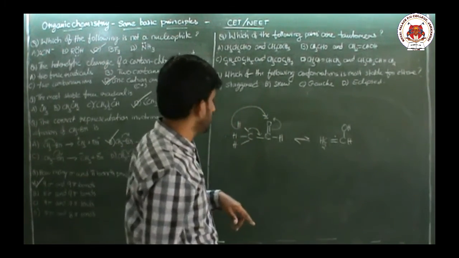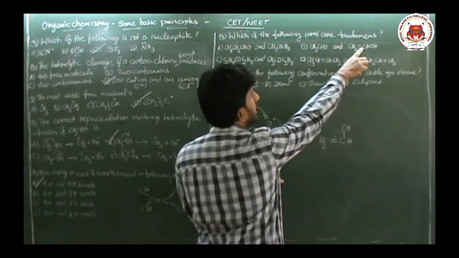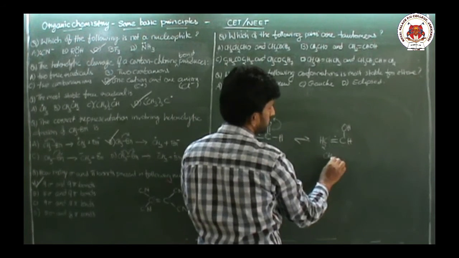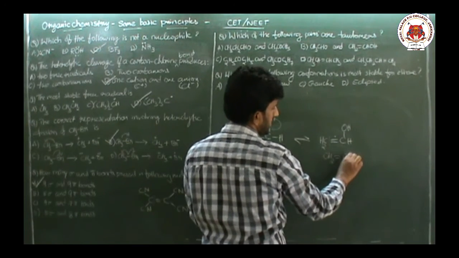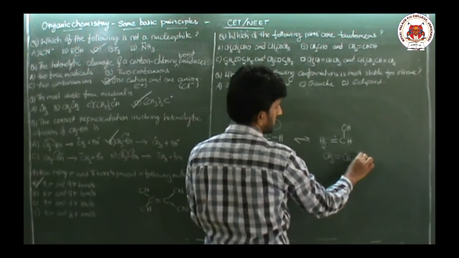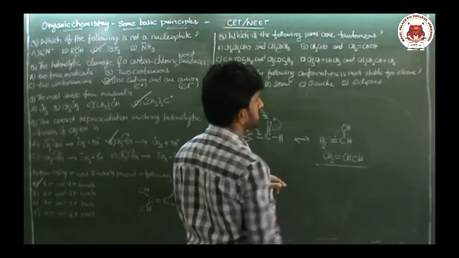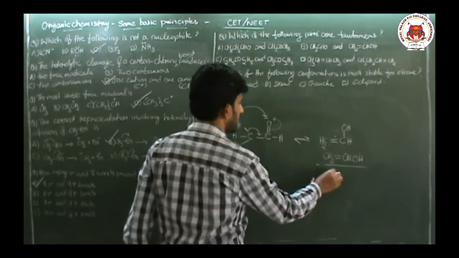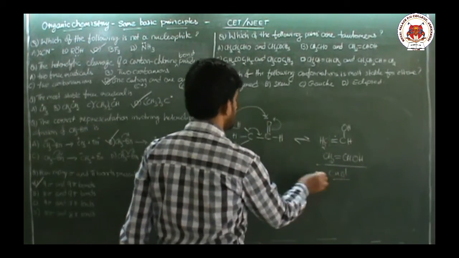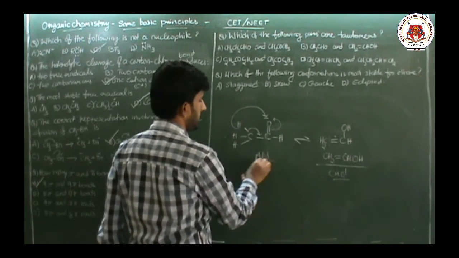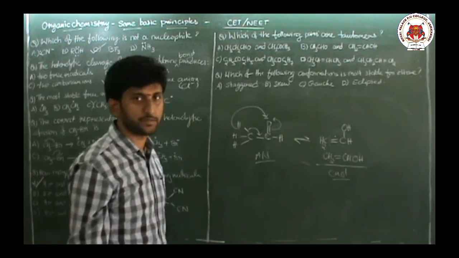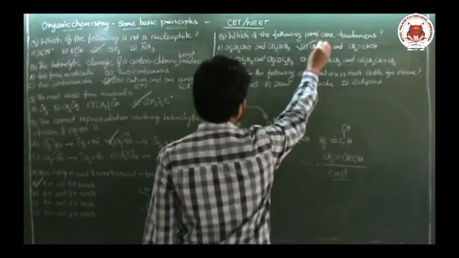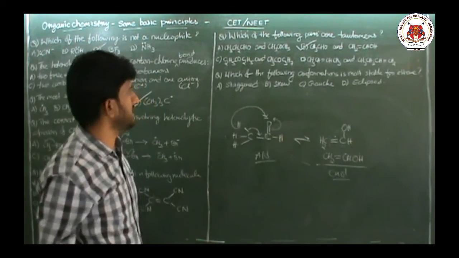So this molecule is written like this: CH2 double bond CH, and the next group, OH. So is this molecule the same as this one? Yes. This is the enol form and this is the aldehyde. So aldehyde-enol is also tautomerization. So what is the correct option? This pair is the correct option for tautomerization.